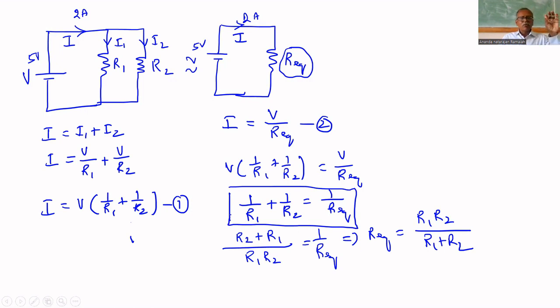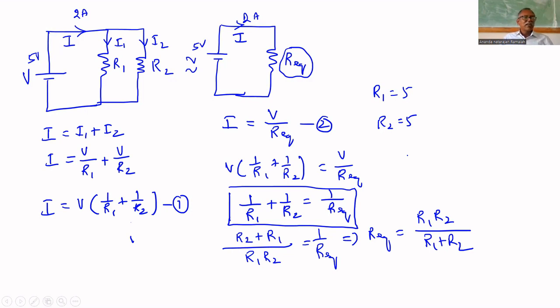Press R1. Suppose R1 equal to 5, and R2 also equal to 5. Press 5 first, then X inverse. What you will get there? 1 by 5. Plus, again press 5, press X inverse. You get 1 by 5. If you press equal to, what will you get? 1 by 5 plus 1 by 5, the sum. Now you got 1 by something. Now press X inverse again, and you will get R equivalent.